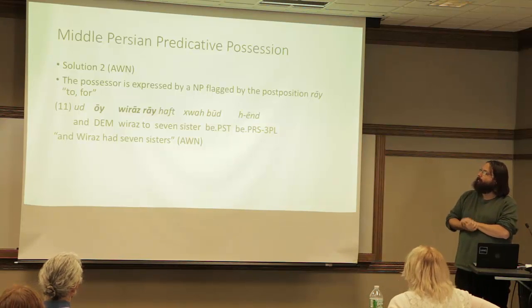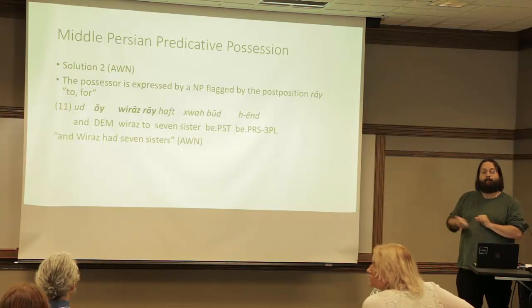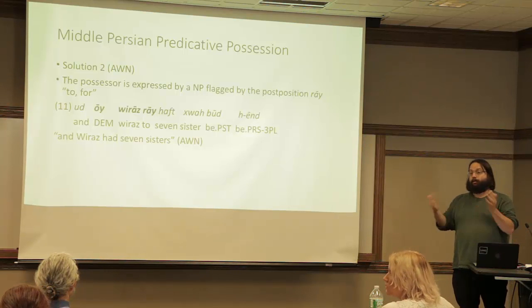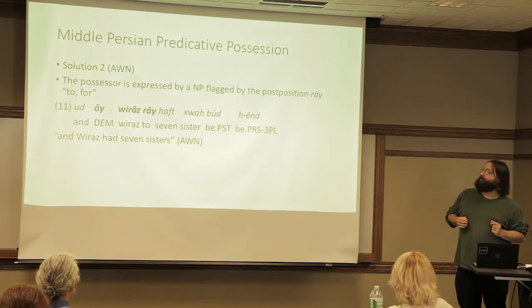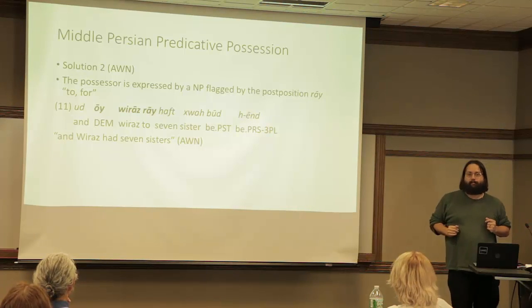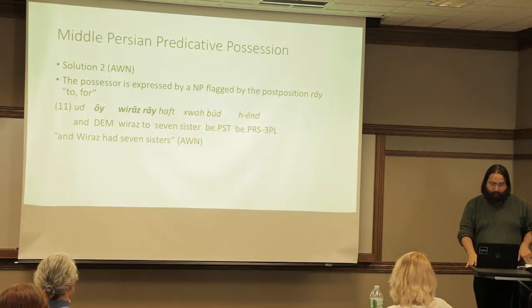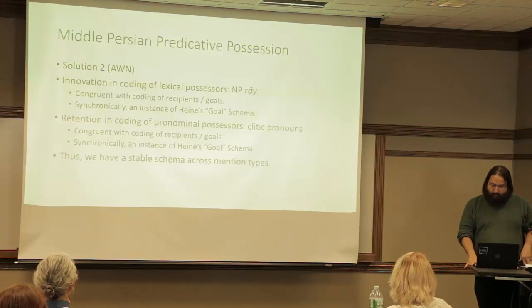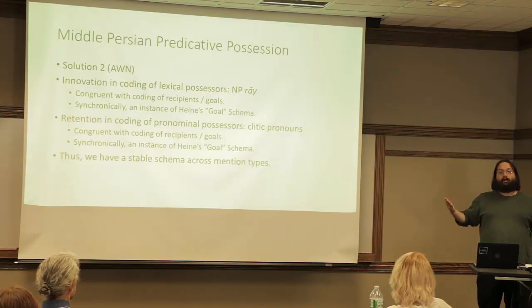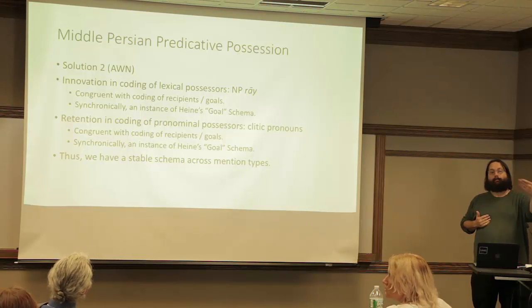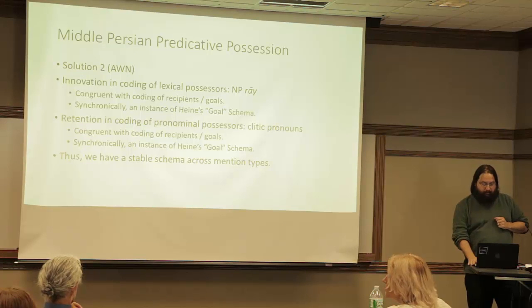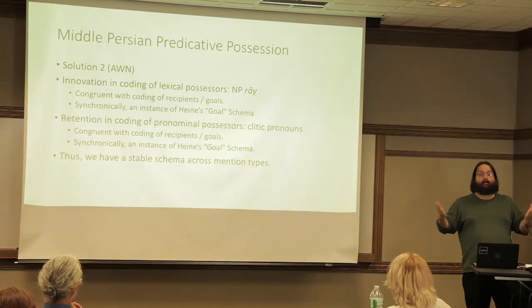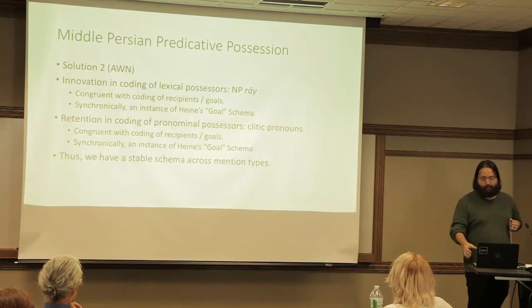The second strategy is a bit more like normal, where you have the postposition ra, which is used to mark benefactors and goals and so on, marking the possessor. Here we have an example from the Dawiyas Namag, just one example, there are many. And this is congruent with the typology of having a goal type expression of possession. So we have some evidence, at least, of a dialectal, chronolectal, manuscript-lectal variation in Middle Persian, which is pretty cool.